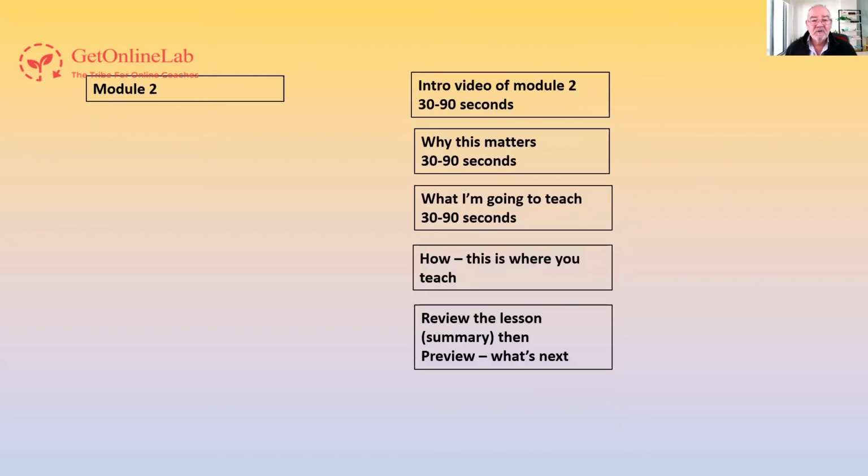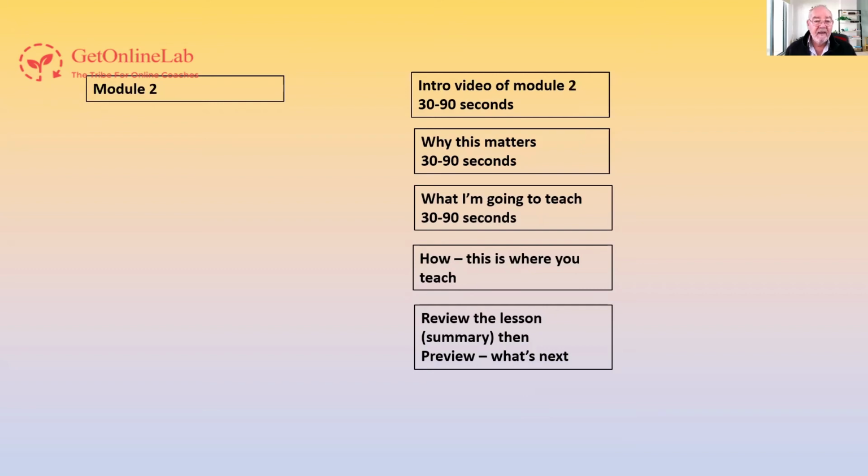Then for module 2, you'd simply do an introduction video for that module, again, 30 to 90 seconds. Explain to your audience in the next video why this actually matters to them, why you're teaching it. Then go into a third short video: what I'm going to teach you today is, and then you get into the guts of your content. All right, let's get into it. And then to finish that up, to put a bow on it, you would review the key points, summarize the key points from the lesson, and then provide a preview of what is in the next module.